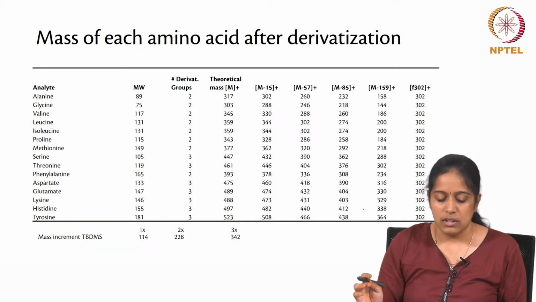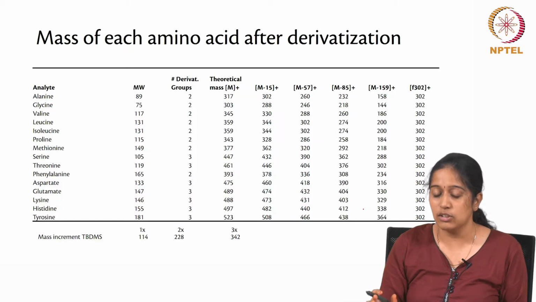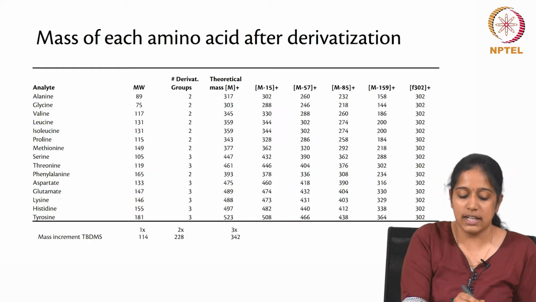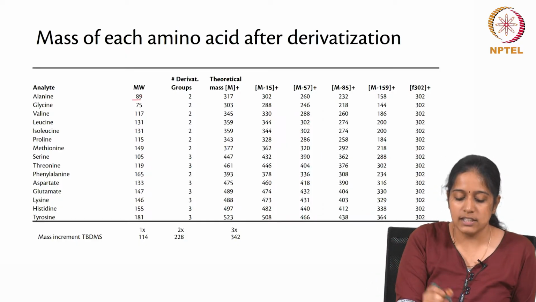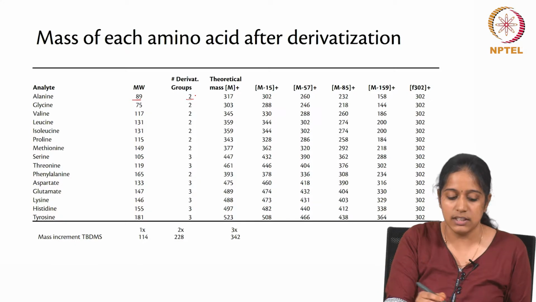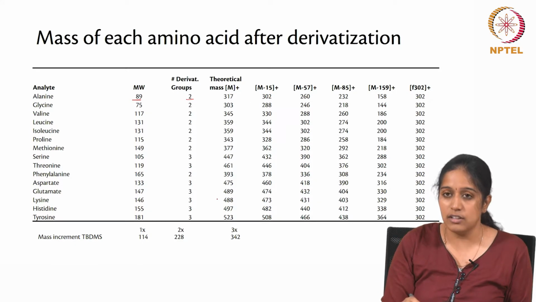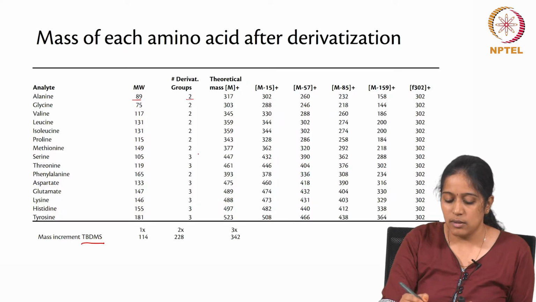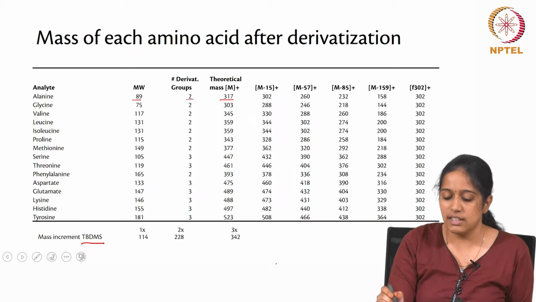This is the table that depicts the mass of each amino acid after derivatizing. For instance, if you look at alanine, its molecular weight is 89 and the number of groups at which the silyl molecules can attach themselves is 2, and so the theoretical molecular mass after derivatizing using this reagent called TBDMS gets incremented by 228, and so you have a theoretical mass of 317.